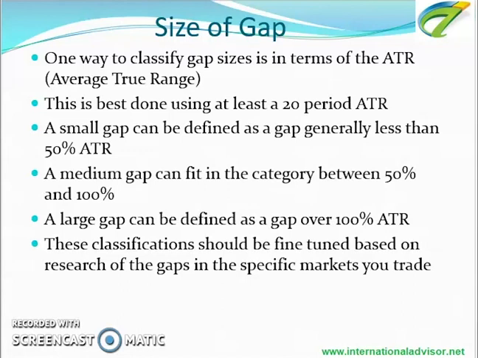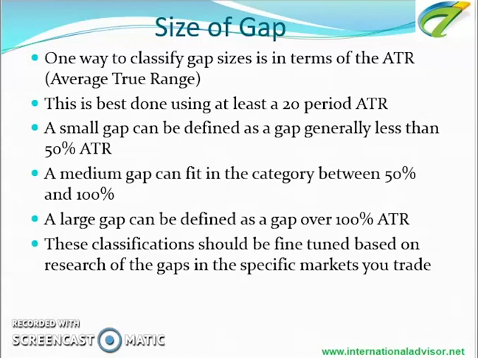A small gap can be defined as a gap generally less than 50% ATR. A medium gap can fit in the category between 50% and 100%. A large gap can be defined as a gap over 100% ATR. For example, if the daily ATR in gold is 10 points, and then you see a gap of 5 points, it's close to medium, and if it's more than that, it's considered a large gap.